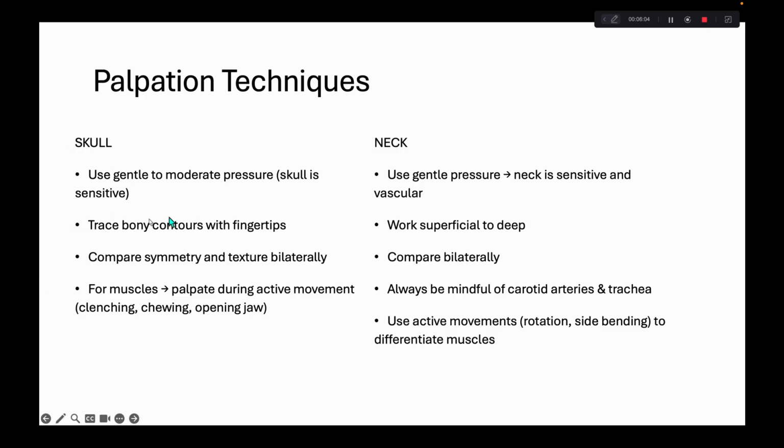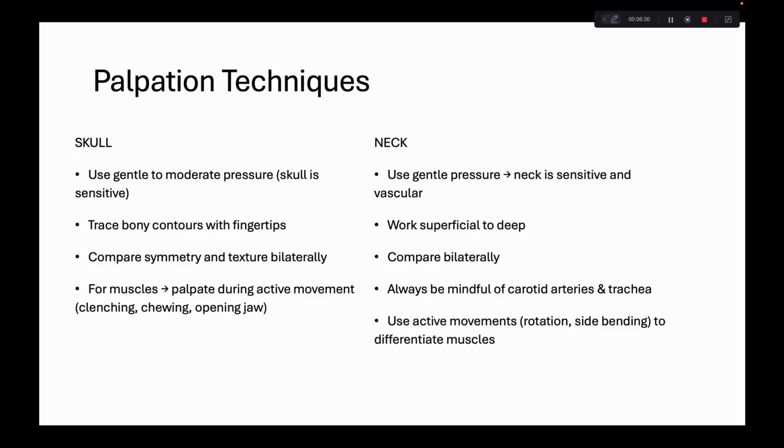So as you guys are palpating, start with gentle and then increase to your moderate pressure. Trace the contours of the skull. Try to find bony landmarks with the tips of your fingers, kind of the pads of your fingers, because you don't want to poke them too hard. Compare sides for symmetry, and compare textures bilaterally as well.